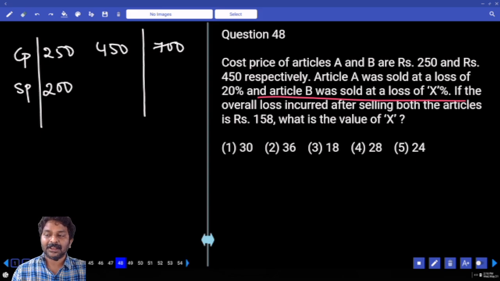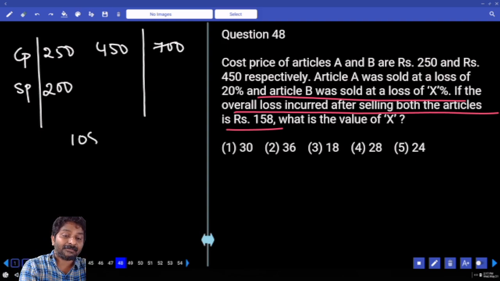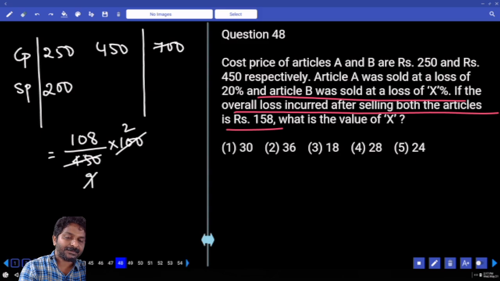And article B was sold at a loss of X percentage. If the overall loss incurred after selling both the items is 158, what was the loss on the first item? 50 rupees. What is the total loss? 158. Then how much more loss is there? That 108 must be calculated on the second item only, whose cost price is 450, and percentage into 100. 50 2 times, 9 times, 12 times, 24%.